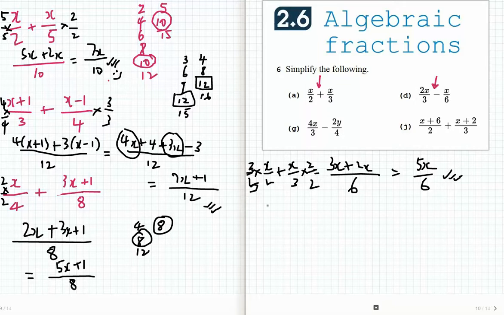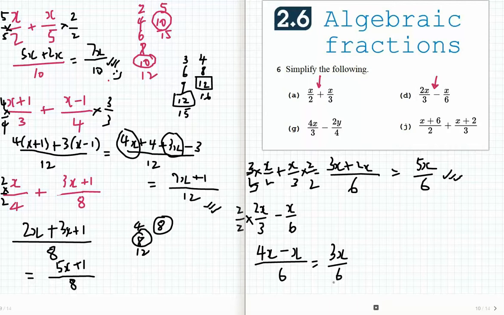Example D, I've got 2x on 3 minus x on 6. My lowest common multiple between 3 and 6 will be 6. So they're both over 6. This has to get multiplied by 2 over 2, so I have 4x, that's already over 6, which is minus x, to leave 3x over 6. Now in this case, my final answer isn't the simplest because I've got a common factor of 3. It goes into 3 once and into 6 twice to leave x on 2 as my answer.